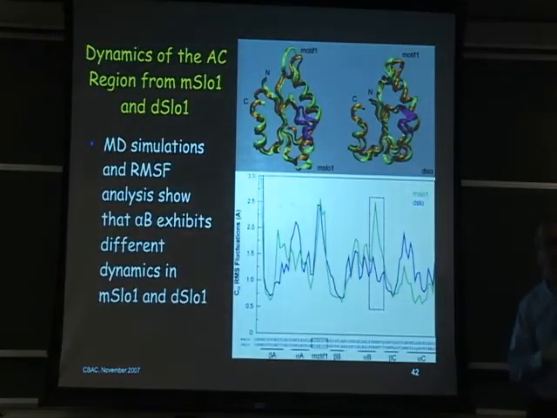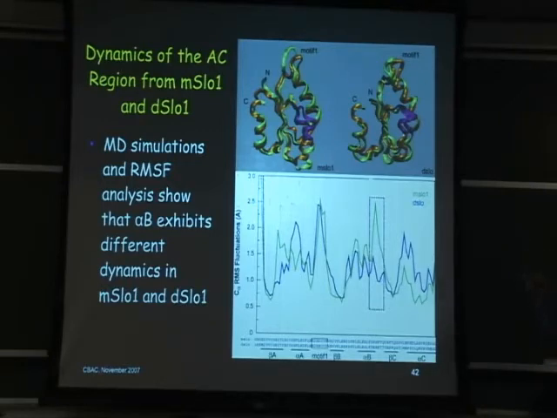So we go back and look at these simulations, and here's the average, or the extrema, for the M-slope as well as the D-slope structure. What we see is that alpha B, this region here, exhibits a significant change in the dynamics. In M-slope, you can see the green curve, this N-terminal portion of alpha B is quite dynamic, whereas in D-slope it remains rigid. We're going to correlate this later to function. We published this work two to three years ago.